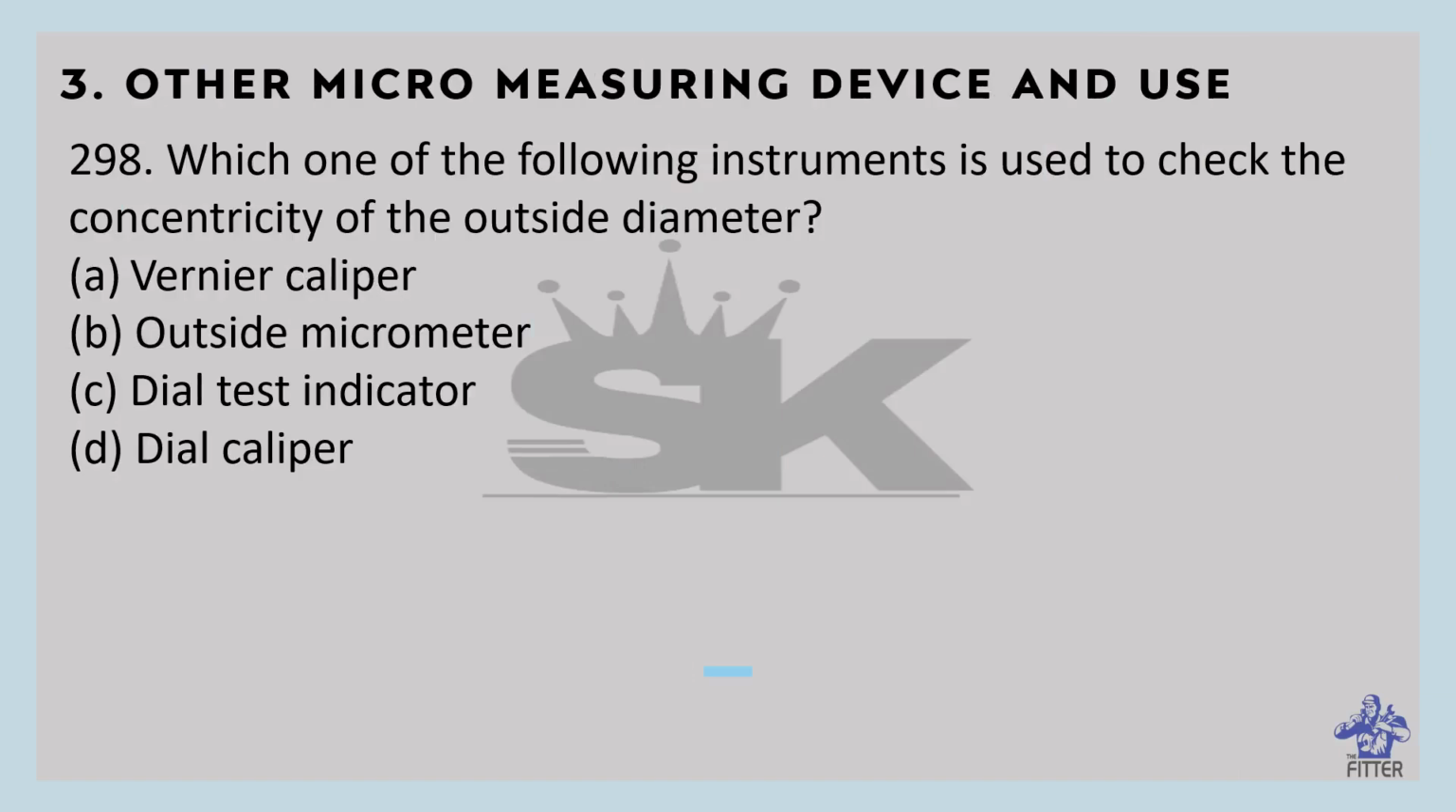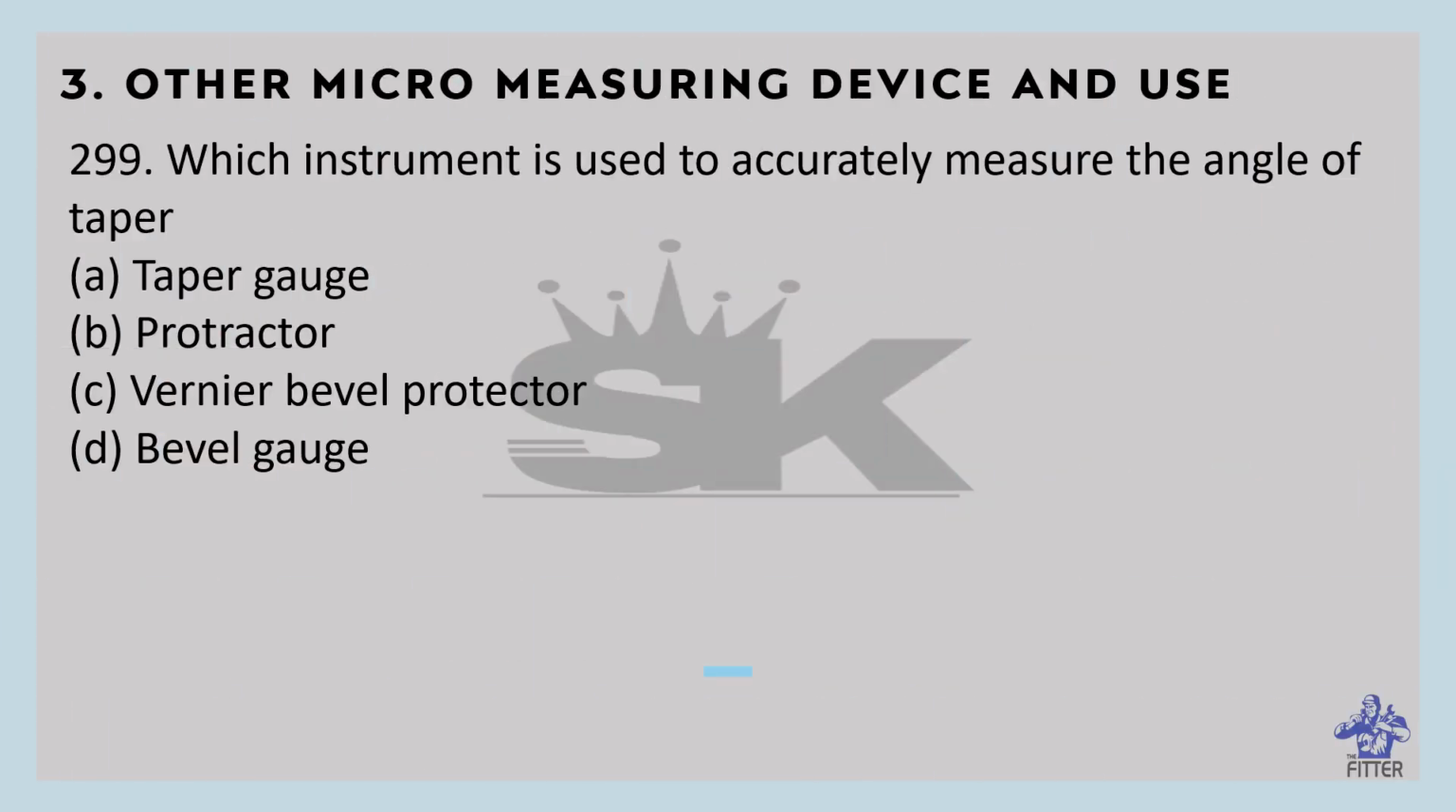Which one of the following instruments is used to check the concentricity of the outside diameter? That is the dial test indicator. Which instrument is used to accurately measure the angle of taper? That is the vernier bevel protractor, option C. The vernier bevel protractor is used to measure an angle with more precision.